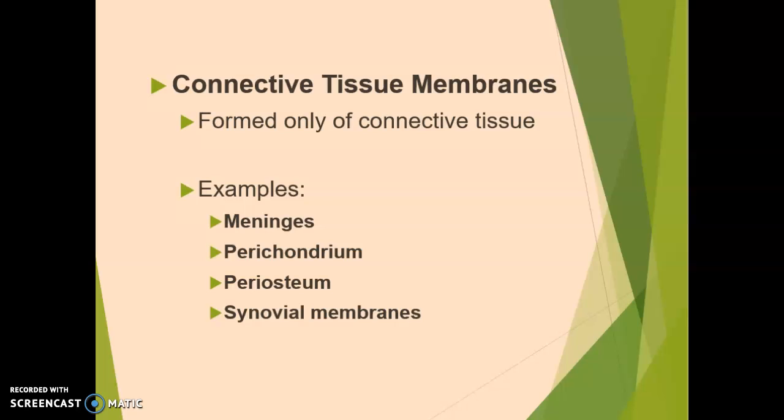For connective tissue membranes, these are formed only of connective tissue. We have meninges, perichondrium, periosteum, and synovial membranes. Our meninges is going to be in our brain. Our perichondrium is a part of our joints. The periosteum lines the entirety of our bones. And then our synovial membranes encapsulate our joints as well.